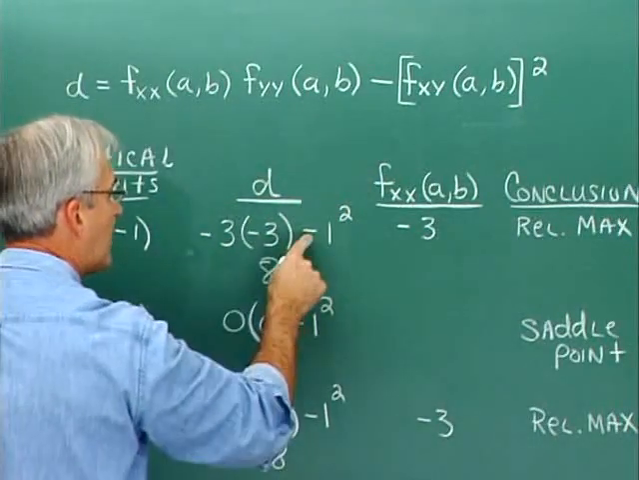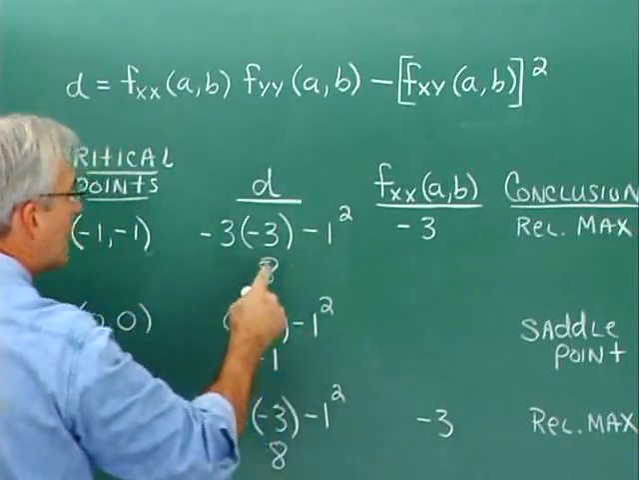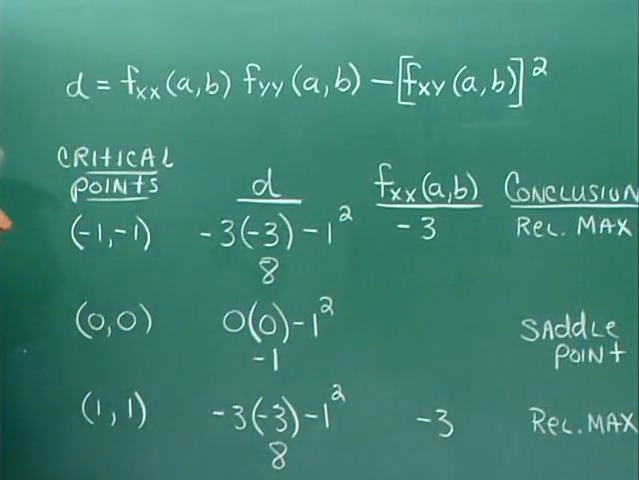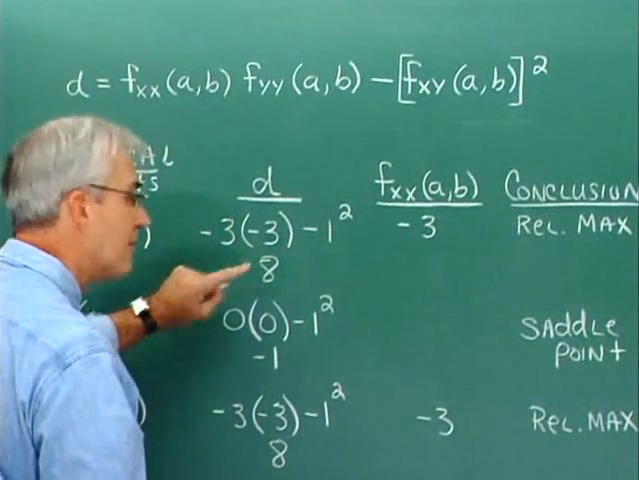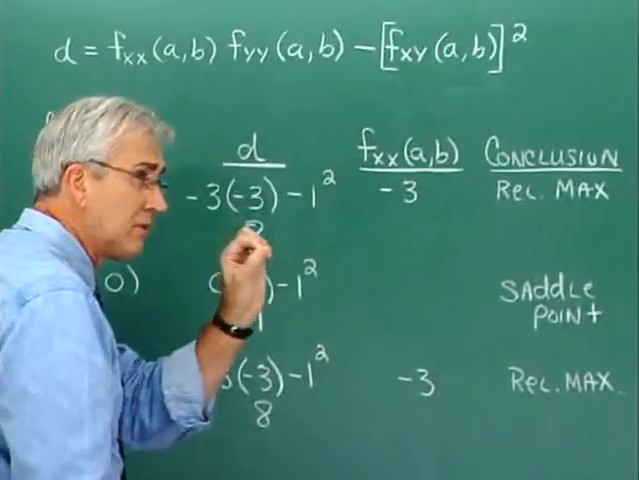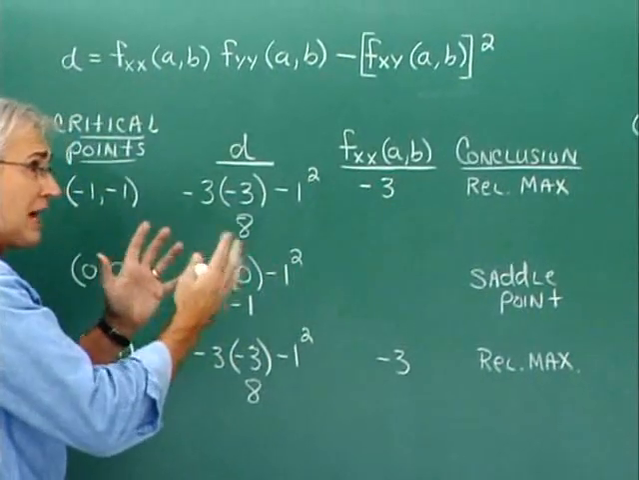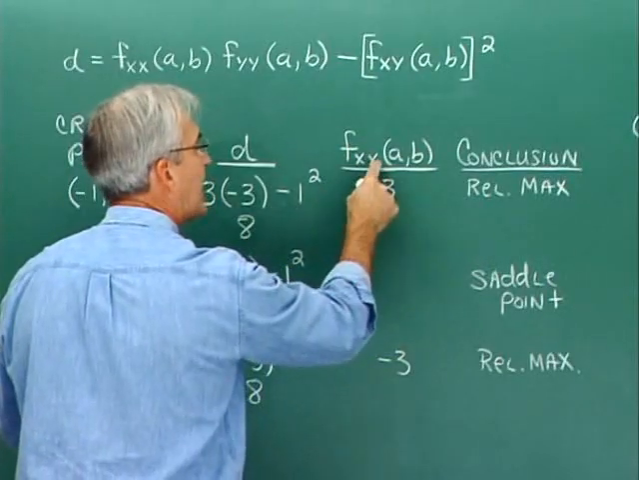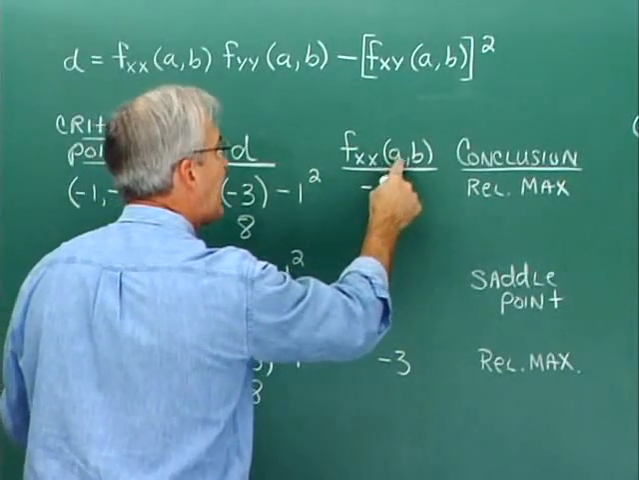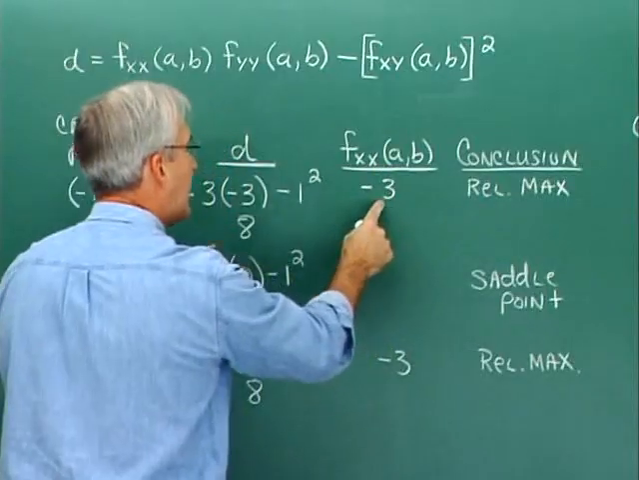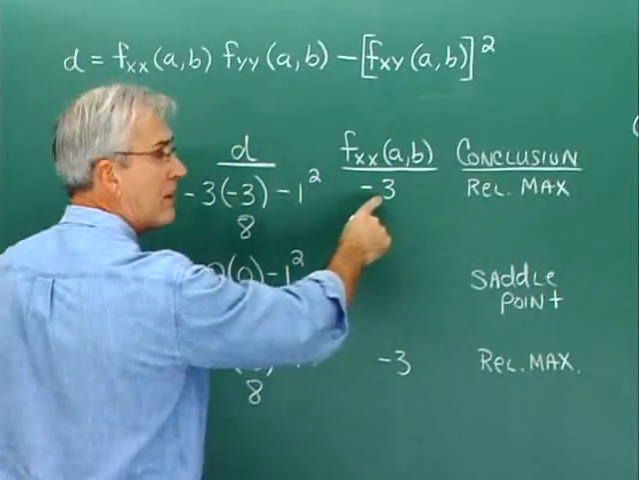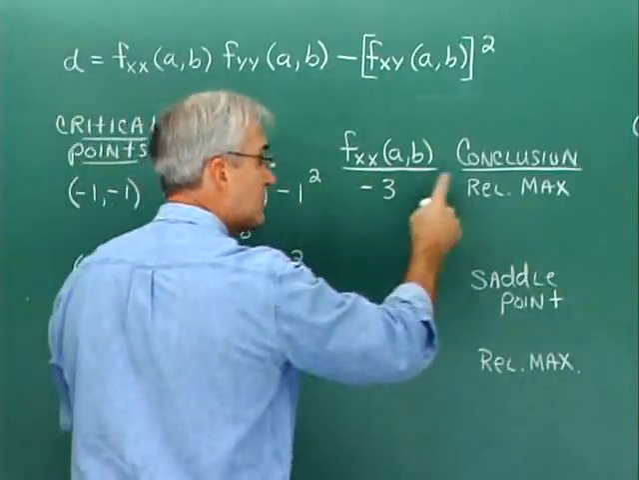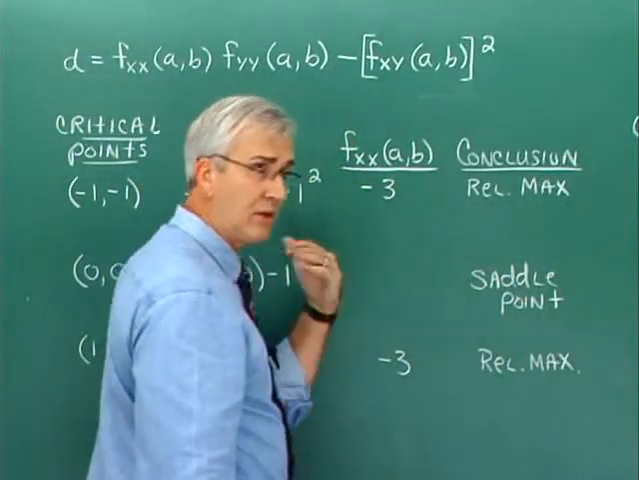And then over here we have minus 1 squared. Okay, so then collecting here, we find the value to be 8. Aha, D is positive. Now, if D is positive, we have a situation where we're going to have a maximum or a minimum, and it depends upon the value of this second partial derivative function at (a, b). And it turns out to be -3. Now, we used it in this calculation up here for D, but it's -3. So if it's negative, see, D was positive, this is negative, so we have a relative maximum point. All right, that's the conclusion that we make.